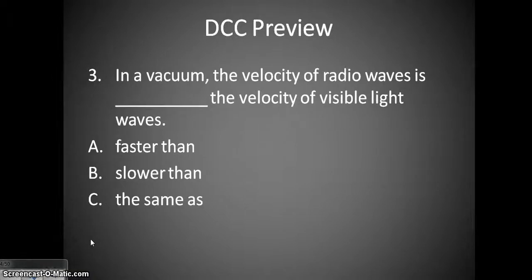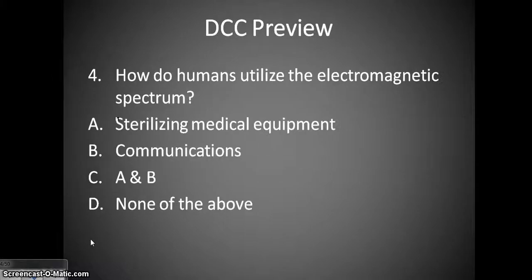Number 3, in a vacuum, the velocity of radio waves is blank the velocity of visible light waves. Is the velocity faster than, slower than, or the same as? And then number 4, how do humans utilize the electromagnetic spectrum? Is it through sterilization of medical equipment, communications, both A and B, or none of the above?